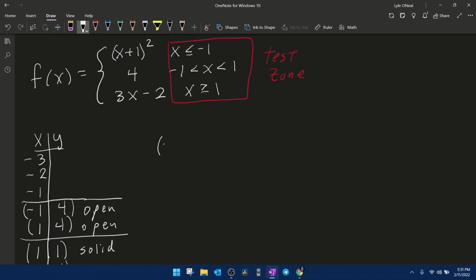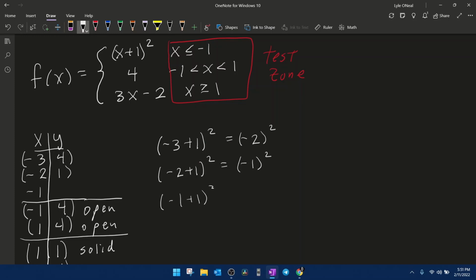Okay, here we go. Plug in -3 in for x into the top piece of the function. We're going to get -2 quantity squared, which is 4. Next, -2 plus 1 squared. That's -1 quantity squared, which is 1. And last but not least, -1 plus 1 quantity squared, which is 0 squared, which is 0. And that also will be a solid dot. Remember, because -1 is less than or equal to -1 is a true statement.